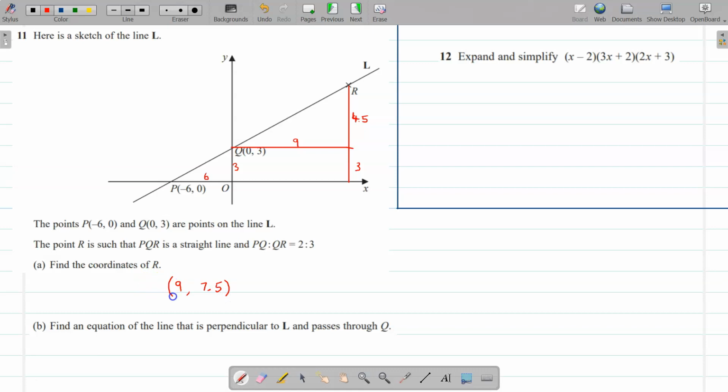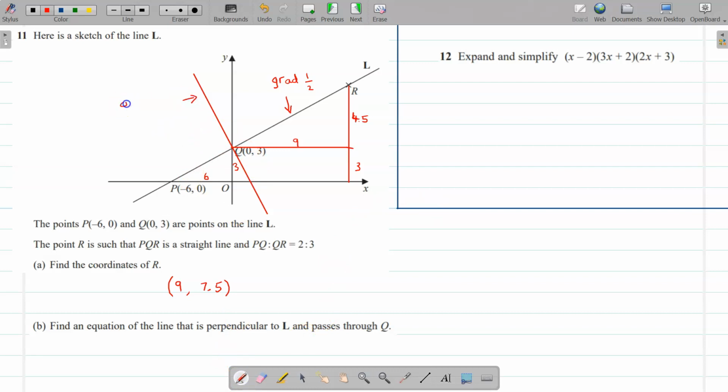And then I can go on to part B, find an equation for the line perpendicular to L. Now this line here, line L, has a gradient of a half, because for every 2 I go along, I go up 1. So for 6 along, I go up 3. That's a gradient of a half. Now a line that's perpendicular to it will have a gradient of the negative reciprocal of that, which is -2.